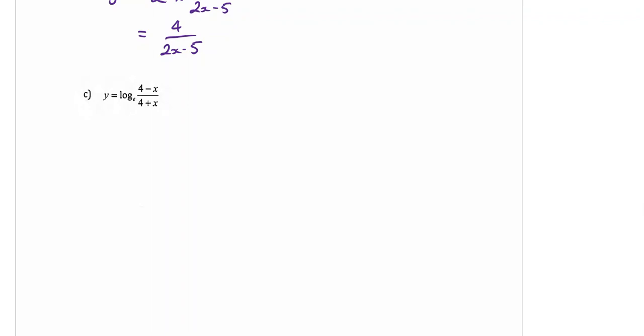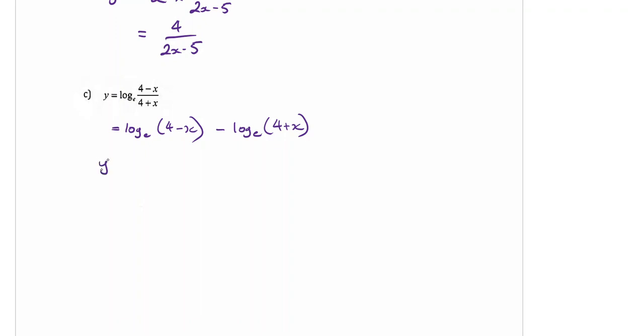Question C. This one, we have to use log laws. We couldn't do this one otherwise. Okay? There's no other way to simplify. So, divided. If I have things divided here, it means I change it into logs that are subtracted. It would be equal to log base e of 4 minus x minus log base e of 4 plus x. Okay? Now those are things that I can differentiate.